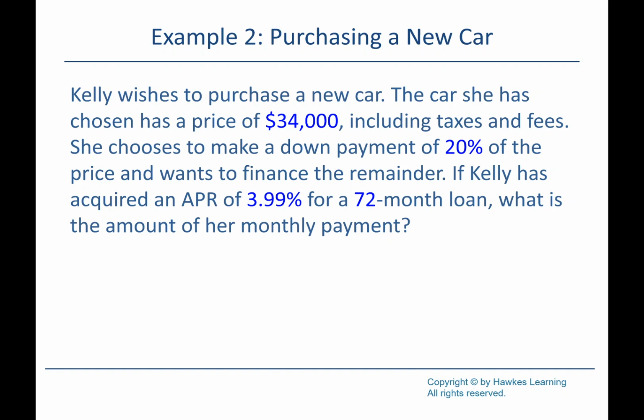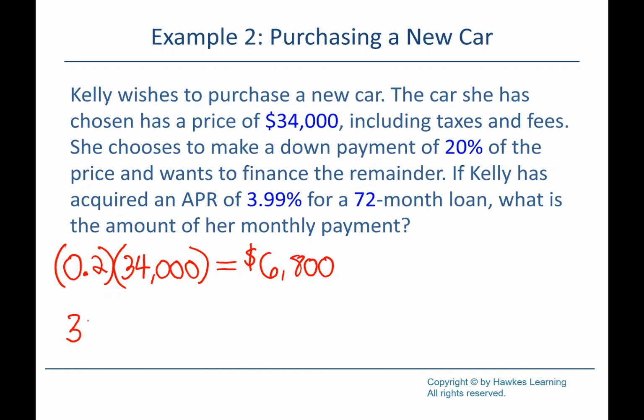So on these, the first thing we need to do is subtract off the down payment, because there's no interest on the down payment part, and so we get to just subtract it. So she's going to pay 20% down payment, so we can figure out how much that's going to be. We do 0.2 times 34,000, and that gives us a down payment of $6,800.